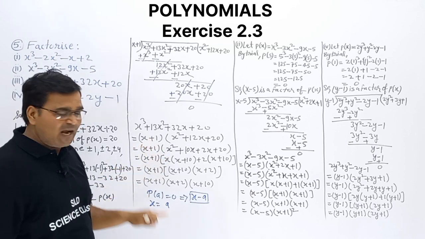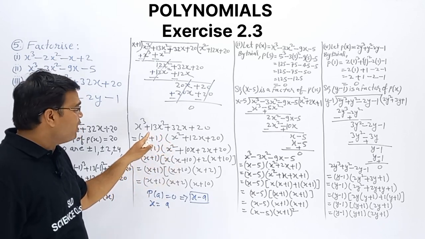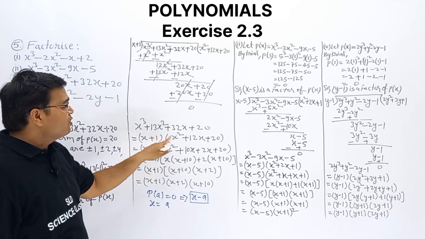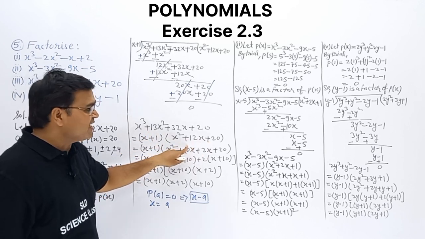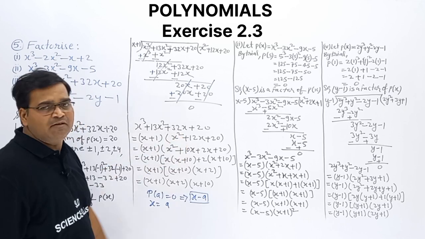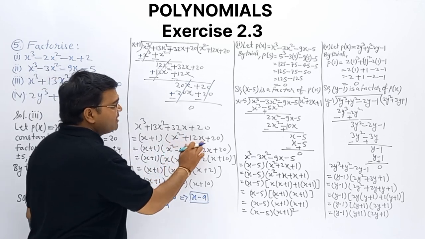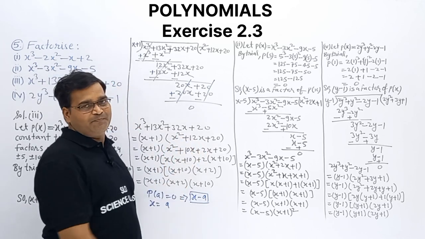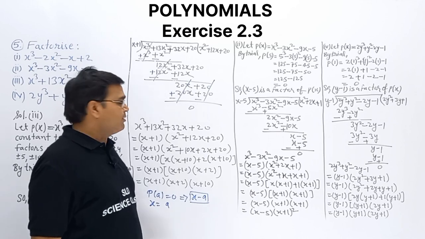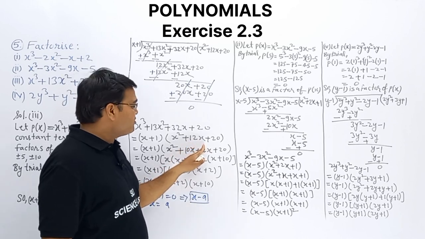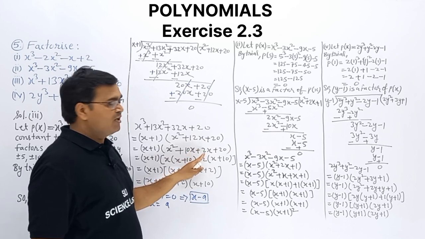Now we want the 3 factors of the cubic polynomial. Now we will factorize this one. We can find them easily. How will we factorize this one? We will split the middle term. By splitting the middle term, 12x is there. We will split it into 10x plus 2x.